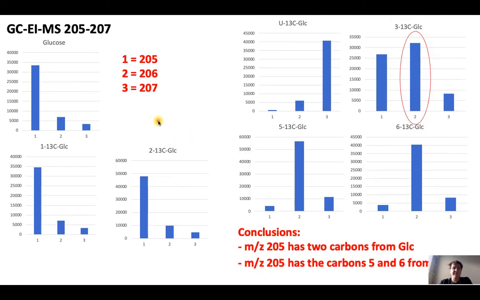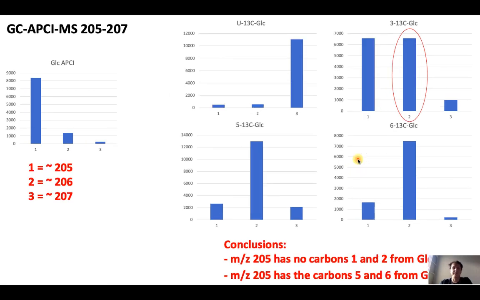Regarding the 205, it has 2 carbons. Here is the fully labeled glucose. You have an increase in the 207, and here you have 205, 206, and 207, and here you have an increase in the 207. And we probably also saw an increase here in the carbon 5 and also in the carbon 6 and also in the carbon 3, but again, quite crazy because the 205 is also high. Probably this fragment has the carbons 5 and 6. This is just to show that it was confirmed by APCI, and again the problem with the labeled position in the carbon 3.